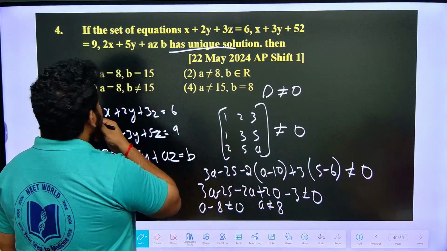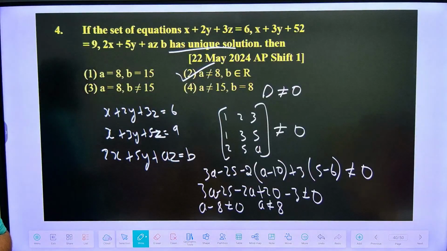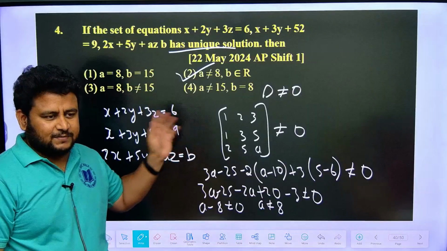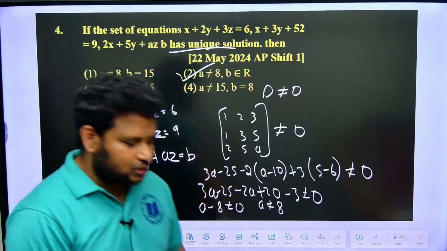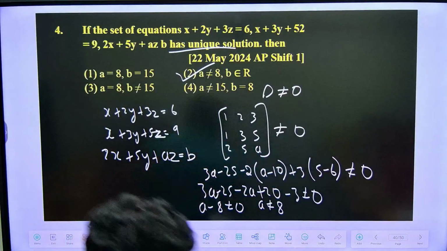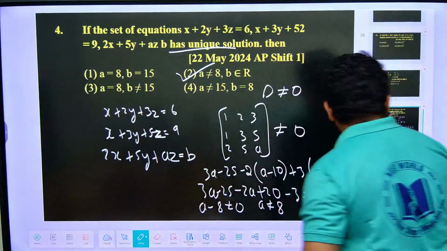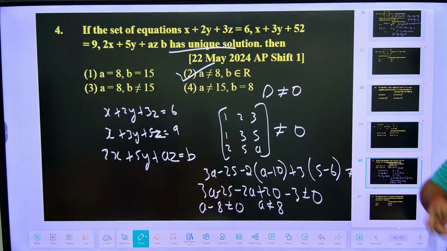So what is the option? a is not equal to 8, option B. That's all. Very simple. Such simple questions are coming, but you should know the concept. Once you see unique solution, delta should not be equal to 0. Put the value, find the value of a. Clear? That is how you have to solve it. Understood? If they give infinitely many solutions, what will you do? Delta is equal to 0, and delta 1, delta 2, delta 3 will all be equal to 0. Based on the condition, you will solve the question.